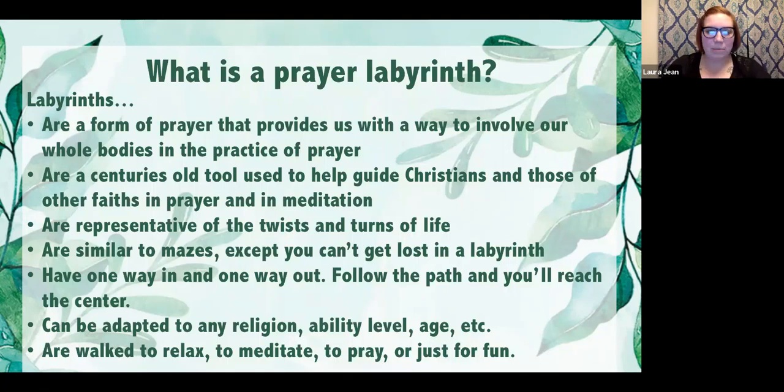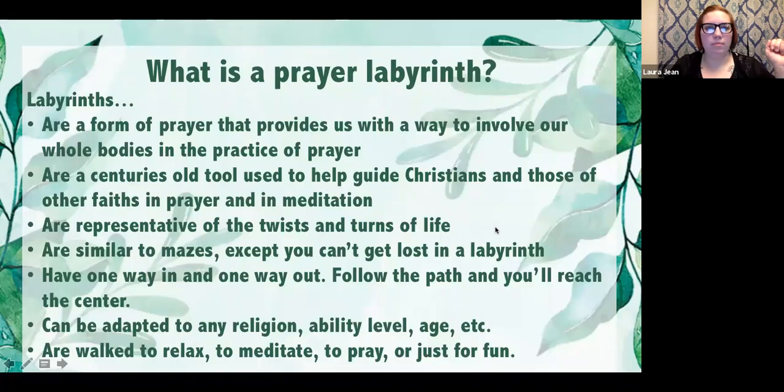And labyrinths are similar to mazes, except you can't get lost in the labyrinth. Labyrinths have one way in and one way out. So if you follow the path, you'll reach the center, and then you just turn around and go back out. Labyrinths can be adapted to any religion, ability level, age, etc. There's really no limit to how they can be used, what they can be used for. There are so many different options. Labyrinths are walked to relax, to meditate, to pray, or just for fun.